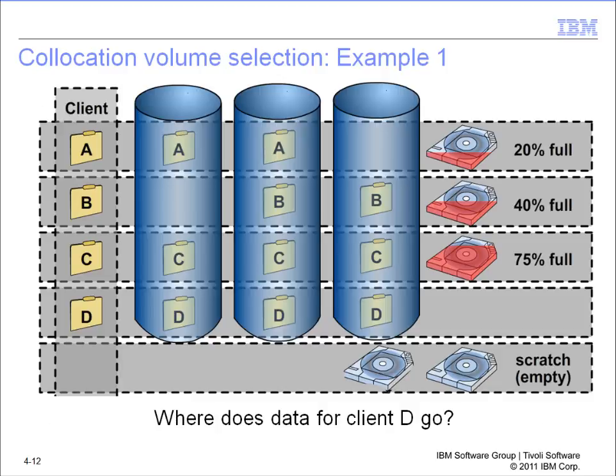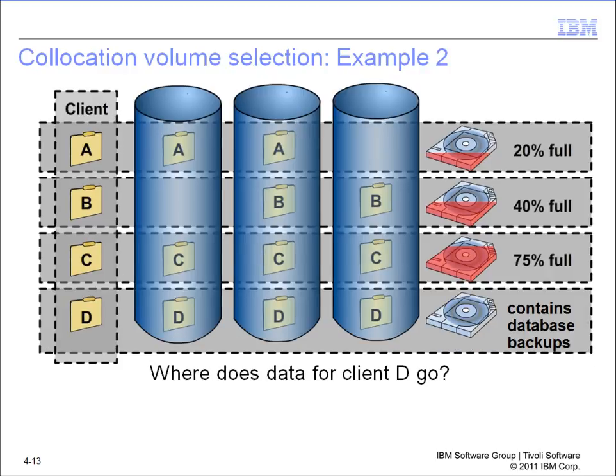Here's our example. Client A has its own volume, Client B has its own volume, and Client C has its own volume. Time to back up client node D. There are no volumes for client node D, but we do have an empty scratch volume. A scratch volume can be used for any request. It's not already identified to a specific backup. So we would be using a scratch volume.